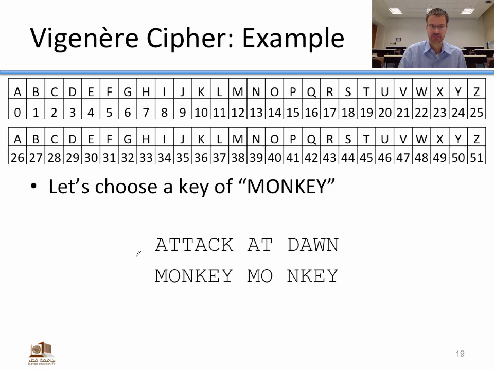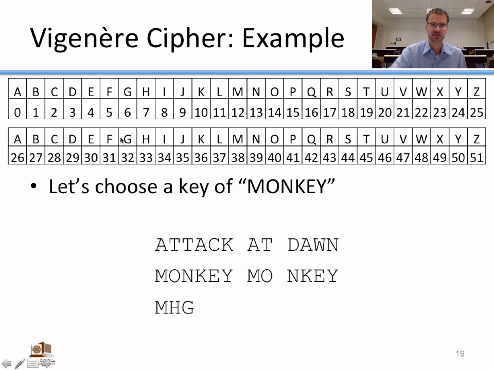So A plus M, A is 0, M is 12, so that gets me M as my ciphertext letter. T plus O, T is 19, O is 14, so 19 plus 14 is 33. That gets me H as my ciphertext letter. T plus N, T is 19, N is 13. That gets me 32, so G is my ciphertext letter right here.